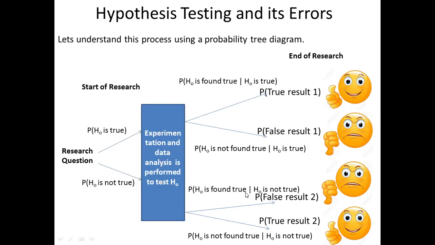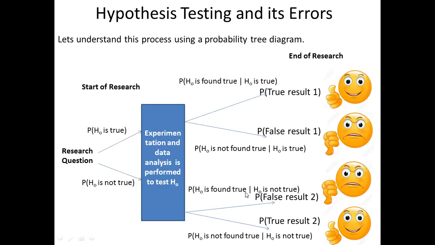And again, a thumbs down for it because it is an error. Lastly, we can also end up in a situation, the fourth event that could occur, which is mutually exclusive of all the other three that have been defined above: H naught is found to be not true when in actuality H naught was not true. So again, we can see it's a true result, and we call it true result 2. And the probability of it is called the probability of H naught is found true given that H naught is not true, or probability of true result 2, right? So this is again a good result and a thumbs up for it.